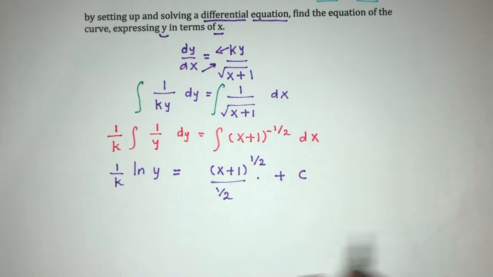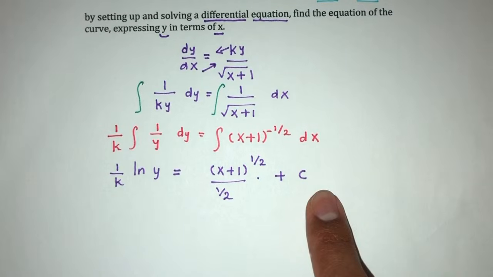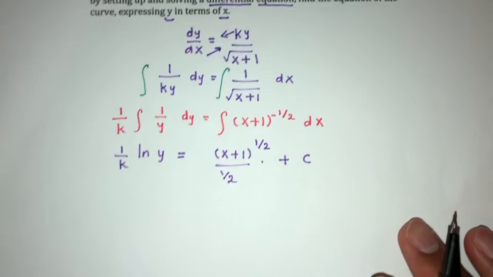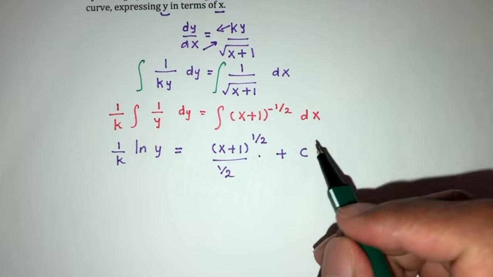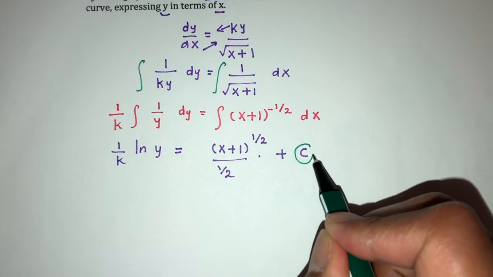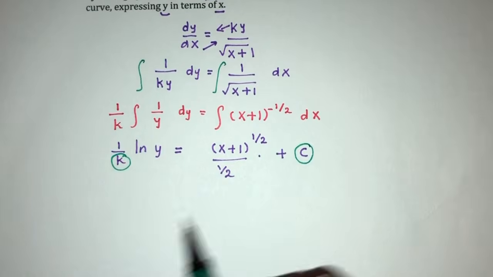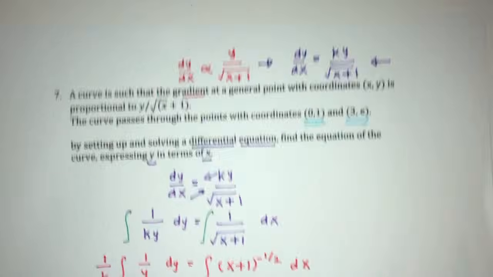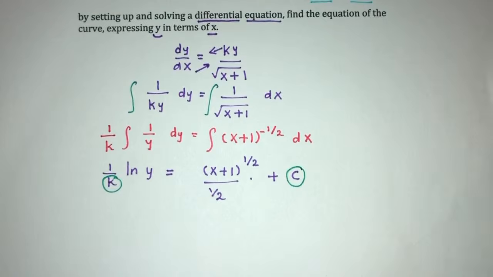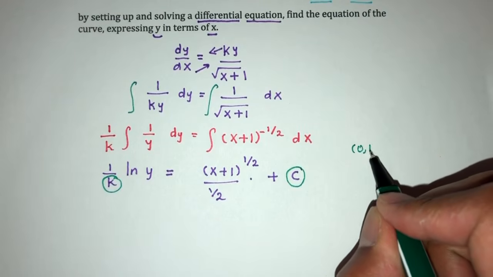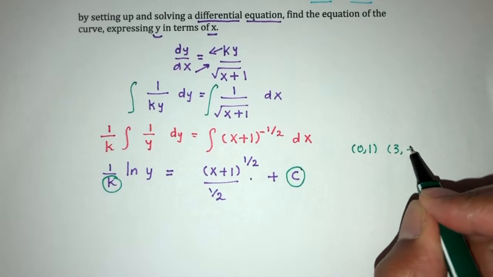So here we have the equation that we need to solve, or find the values of k and c first, and then express y in terms of x. So we have this right now. Now obviously we have to find this value and this value. Now to find those two values, we have to use those passing points. So the passing points are (0, 1) and (3, e).